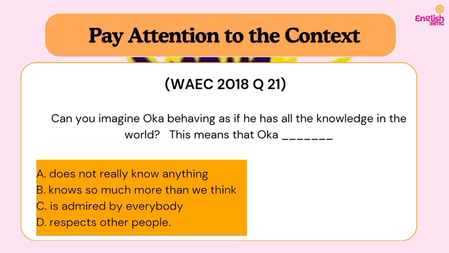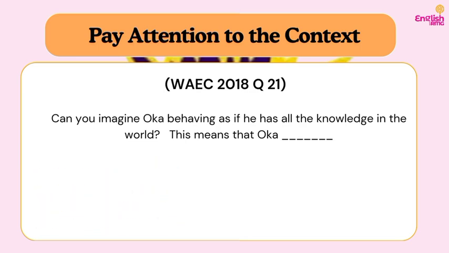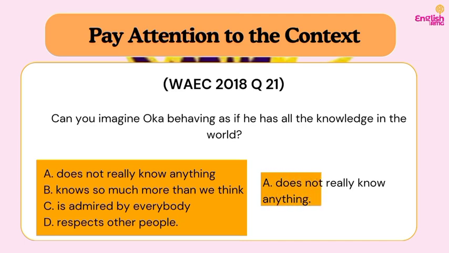So the most suitable interpretation for this sentence is what? Oka does not really know anything. Do you understand? So that is why our answer is going to be what? Our answer is going to be A. Oka does not really know anything.